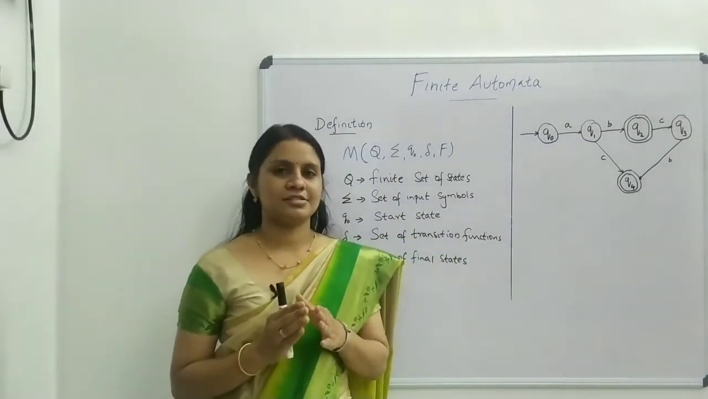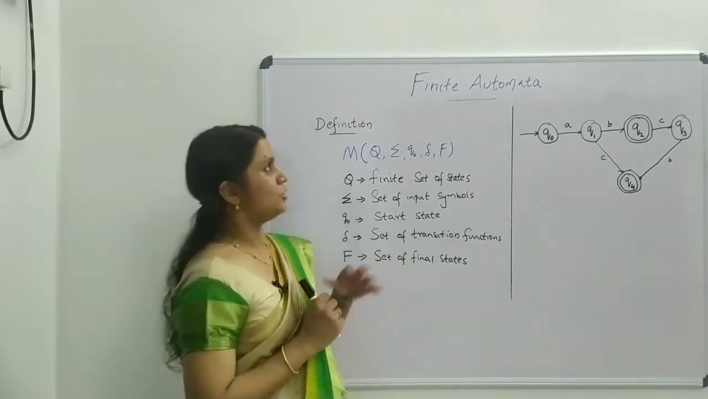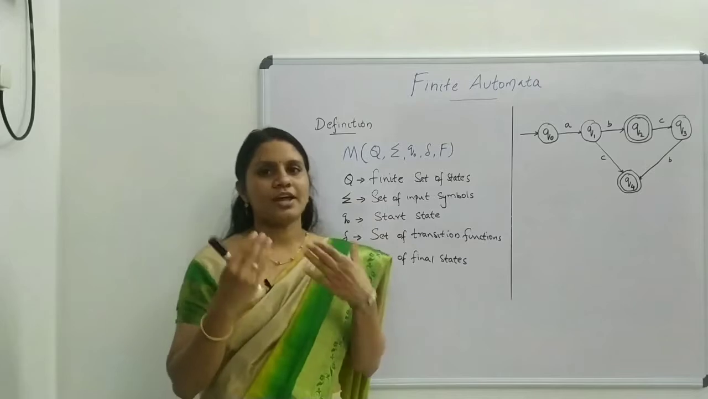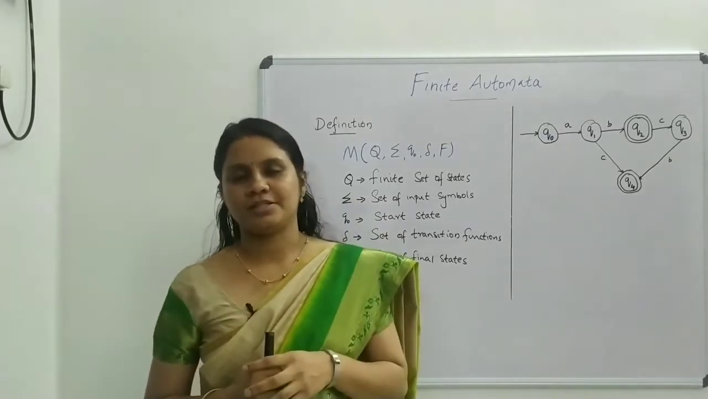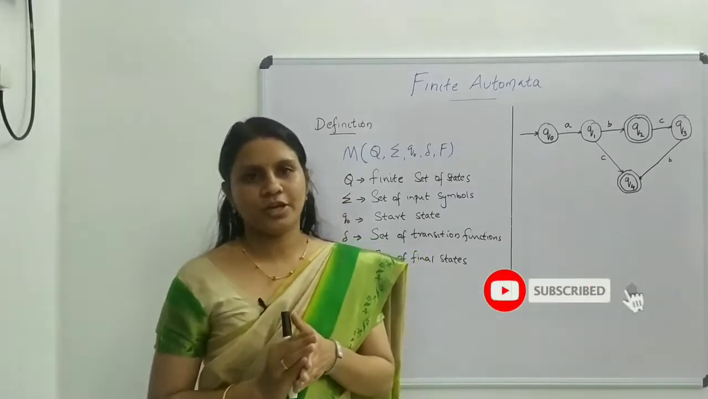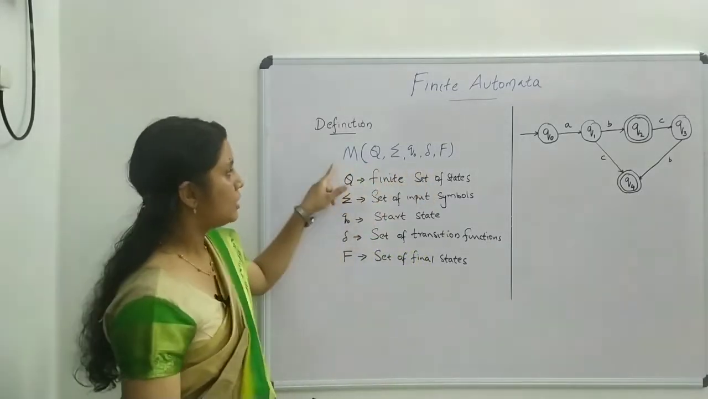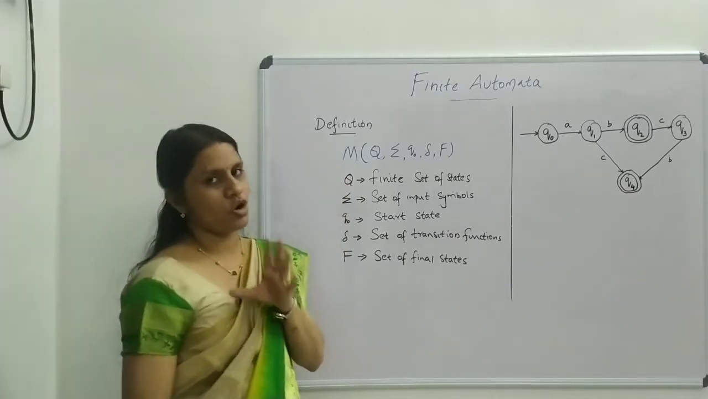Today's class is about finite automata. How can we define a finite automaton? A finite automaton is a 5-tuple structure. It is represented like this, where M denotes the finite automaton.